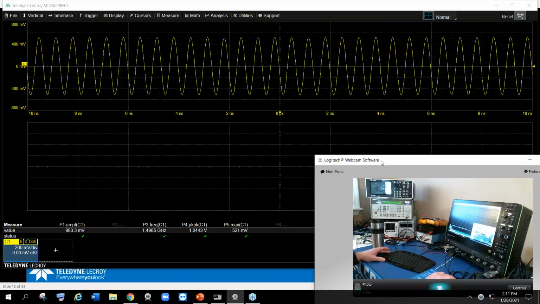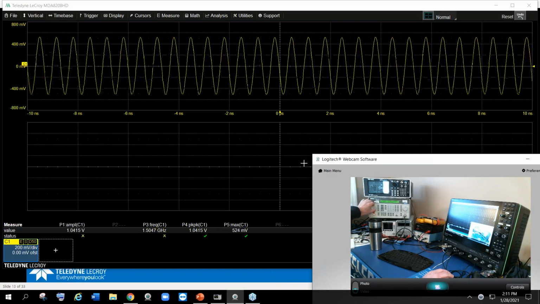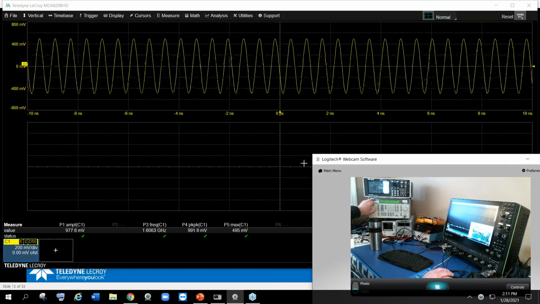Put this over here. I got the generator. I've already set up the amplitude to get us this 1 volt. But now let's go ahead and change the frequency. I'm at 1500 megahertz, 1.5 gig. And you can do this on any scope, right? Just as long as you have the source.